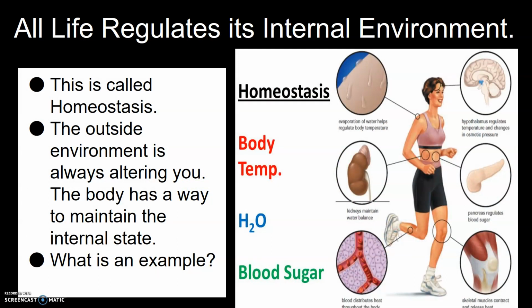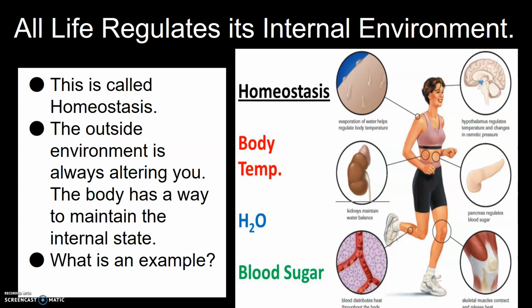Next, all life regulates its internal environment. The regulation of the internal environment is known as homeostasis. Now, the outside environment is always attempting to alter you, and you are always interacting with it. Your body has developed a number of mechanisms to maintain its internal state. Can you think of any examples off the top of your head? Some we can actually see on the right side of the slide here.